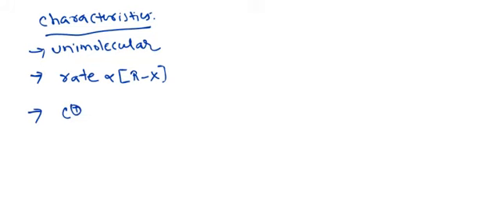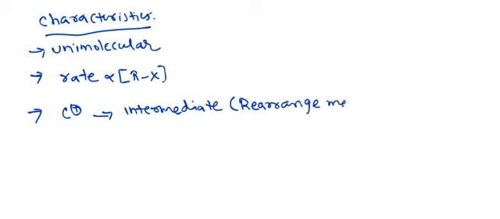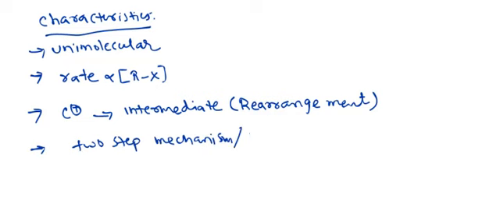Since the carbocation is forming as an intermediate, rearrangement can occur in SN1. Generally it is a two-step mechanism. In some cases it might be multiple steps. And what other characteristics can we write?